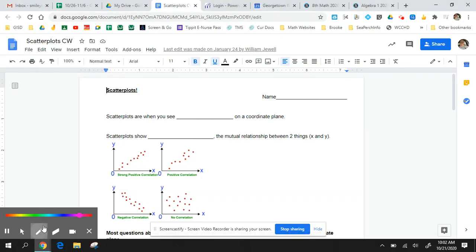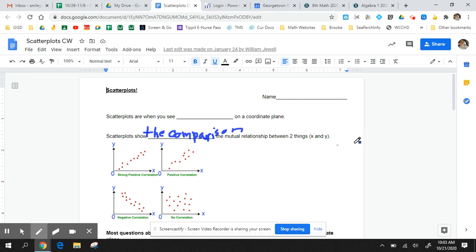Hey everyone, today we're going to be looking at scatter plots. Scatter plots are when you see multiple coordinates on a coordinate plane, lots of data, no lines. You could fill in this blank here, but I just told you a whole bunch. Okay, there's examples right down here that shows that. A scatter plot shows the comparison.